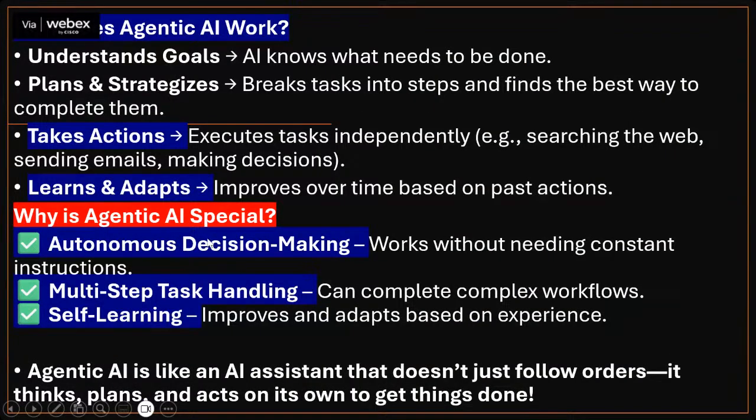Okay, so why is agentic AI special? Because it takes autonomous decisions, works without constant instructions, handles multi-step tasks, and is self-learning. Agentic AI is like an assistant that doesn't just follow orders; it thinks, plans, and acts on its own to get things done. Did you clear, guys? Did everyone understand? I hope you understand what exactly this is.